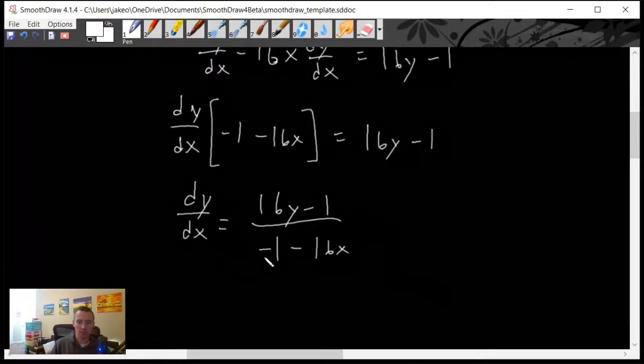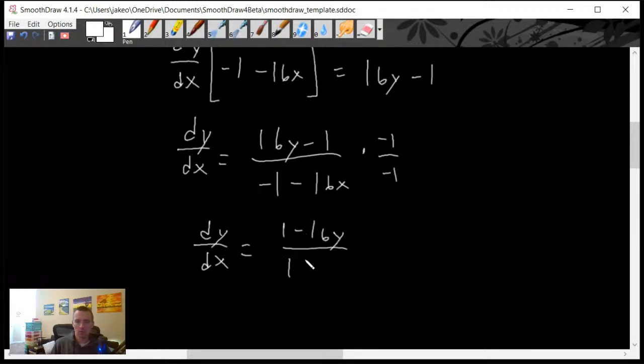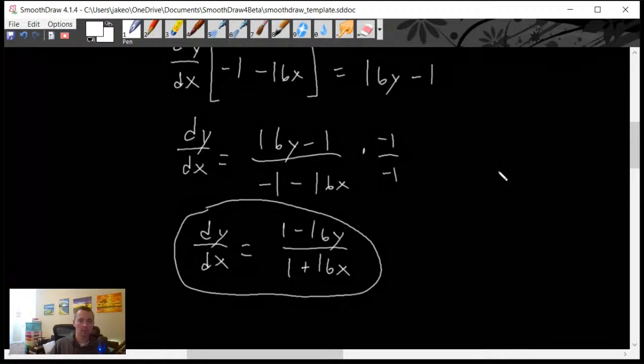I mean, we could simplify this a bit if we multiply the top and the bottom by negative 1, just so that there's less negative signs. Negative 1 divided by negative 1 is just 1, so it's not going to change the value to multiply the top and the bottom by negative 1. So doing that is just going to give us dy/dx equals 1 minus 16y over 1 plus 16x. Cool. So that's really it. There isn't going to be any more simplifying we could do there, and that solves for dy/dx.